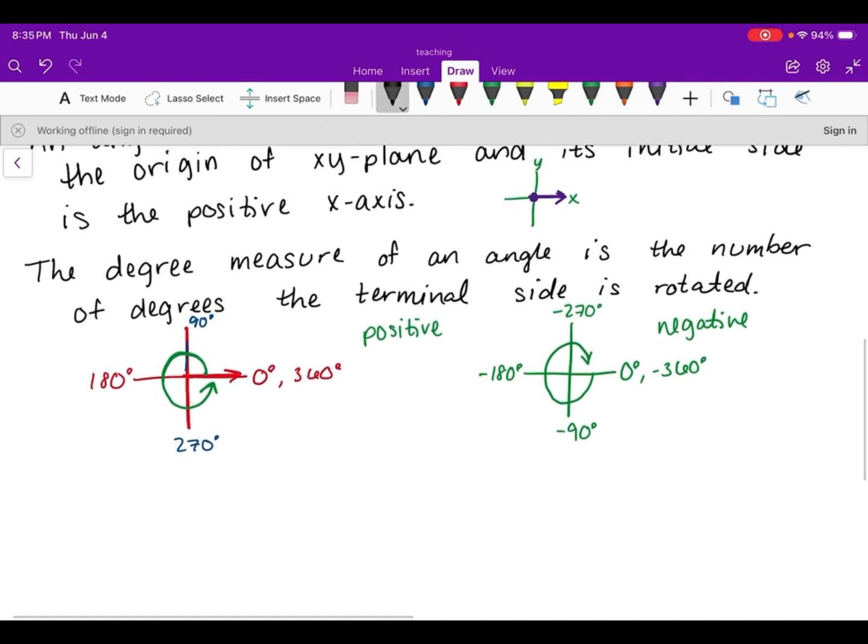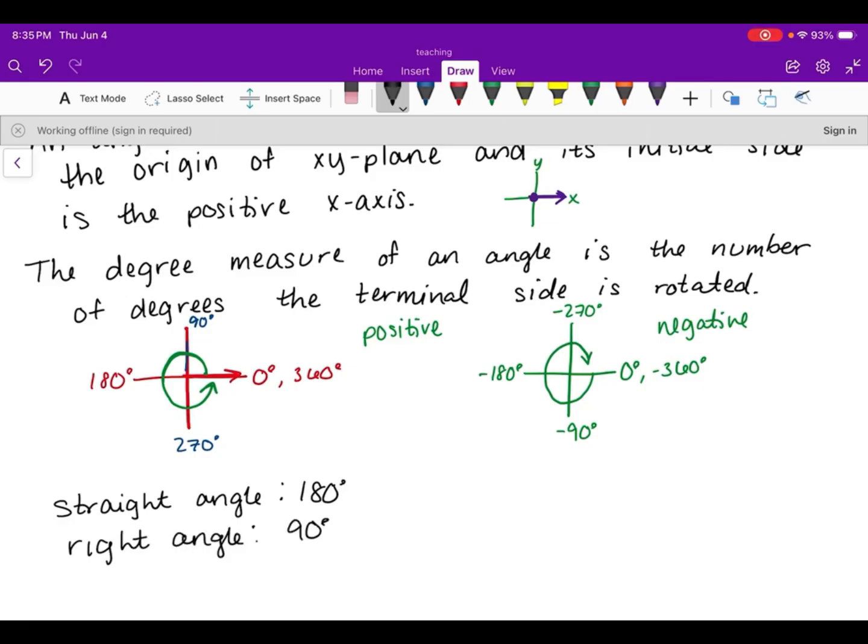Let's go over some common terms for angles. So I did bring this up already, but we have a straight angle. That is 180 degrees. A right angle is 90 degrees. An acute angle is less than 90 degrees. An obtuse angle is greater than 90 degrees.